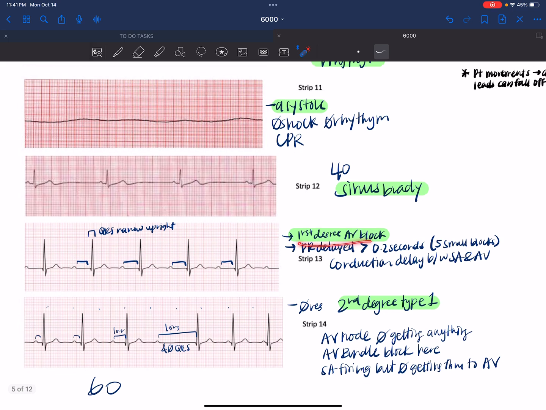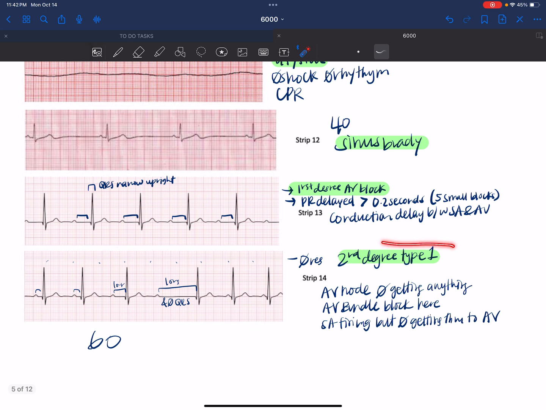Let's do the blocks. First degree AV block, you'll see the PRs are long. Technically the PR has to be 0.12 to 0.2, but the PR is actually more than 0.2. So you'll see it measured 0.2, 0.2, 0.2, 0.2, and the QRSs are narrow. There's a conduction delay between the SA and AV because the PR is the problem. The P wave is the SA node, and the QRS start is the AV node, and that's when the ventricles are up.